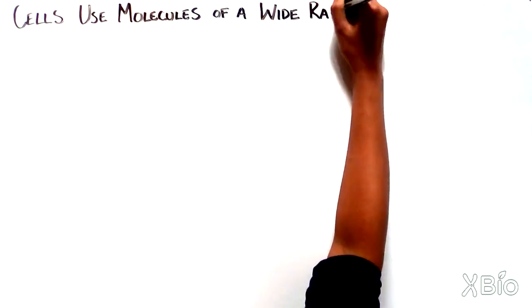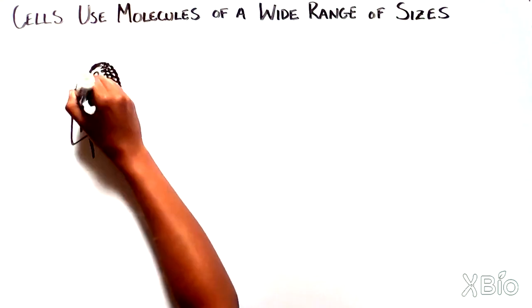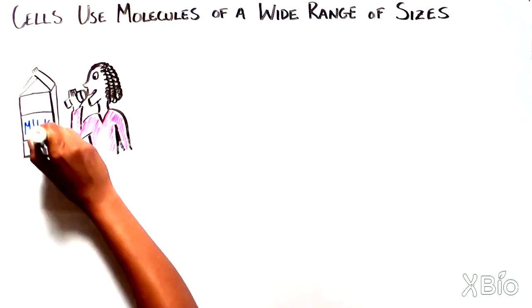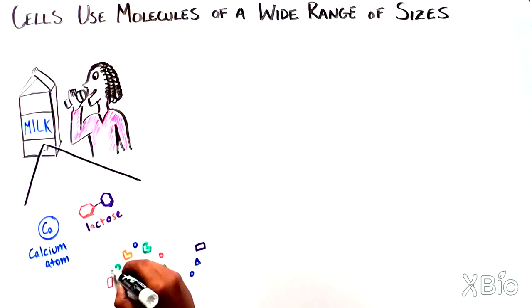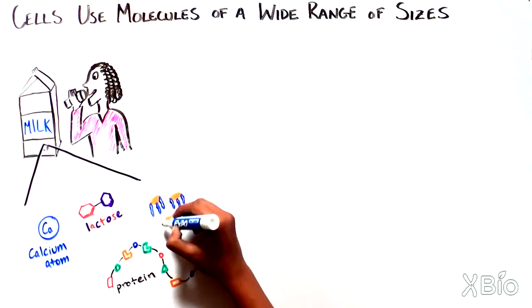You can see that our cells use molecules of a wide range of sizes. We can get a lot of these from our diet. A big glass of whole milk contains calcium, an atom, lactose, a disaccharide or simple sugar, proteins, and fats.